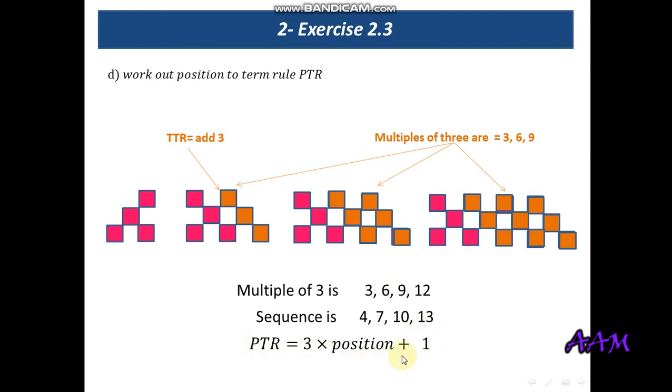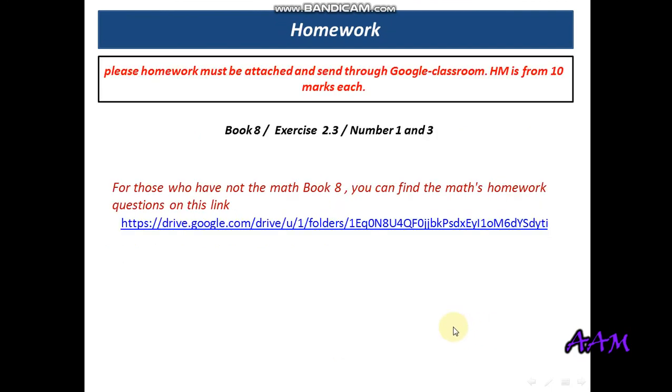This is the rule. This is the what? This is the position to term rule formula. If I tell you to find the 9th term, you write here: 9th term equals 3 multiplied by n plus 1. That's all. That is the difference between the 9th term and the position to term rule. Only you replace this position with n. Okay?